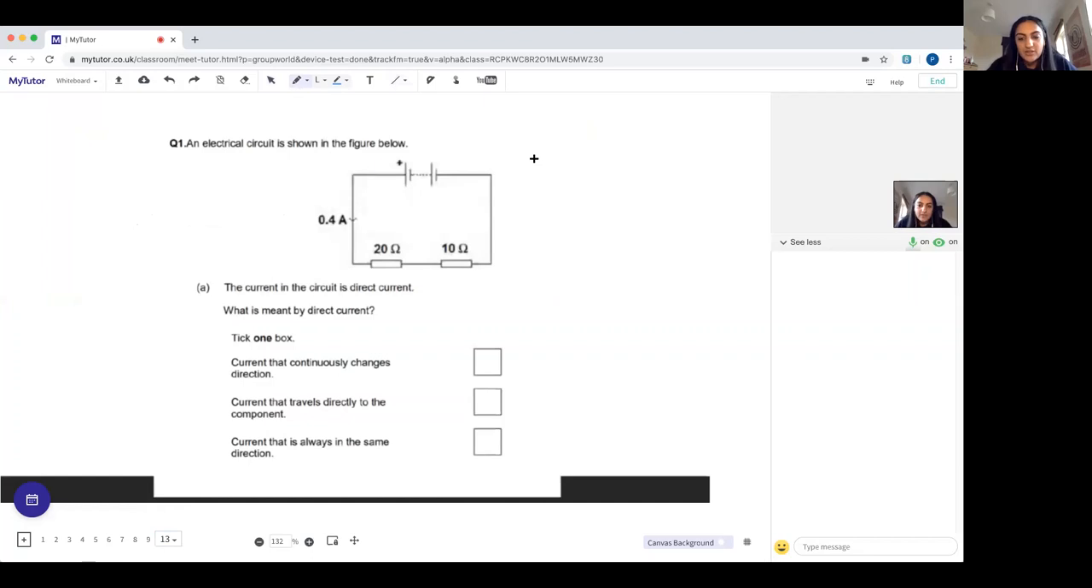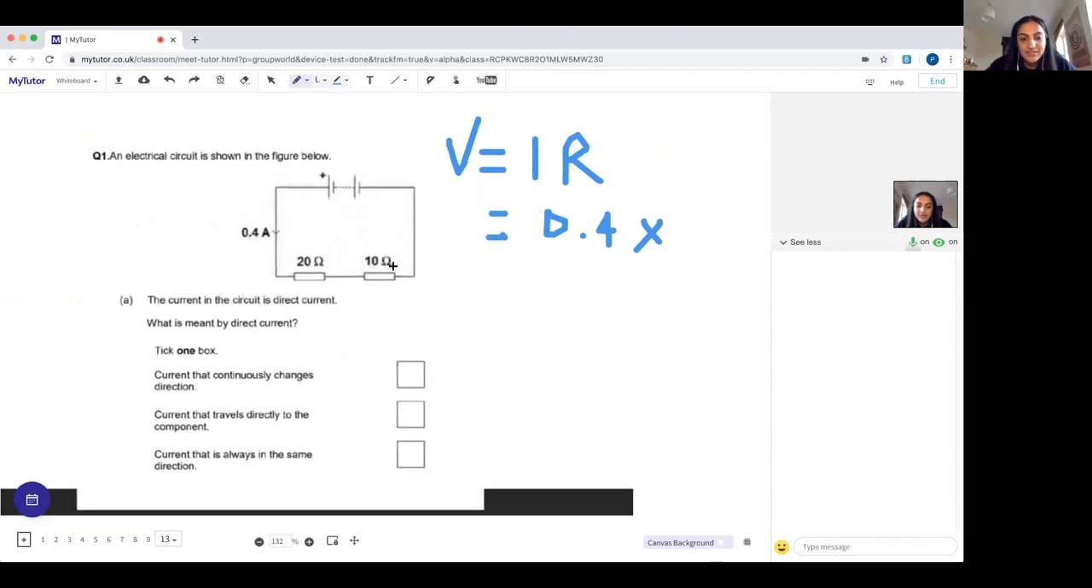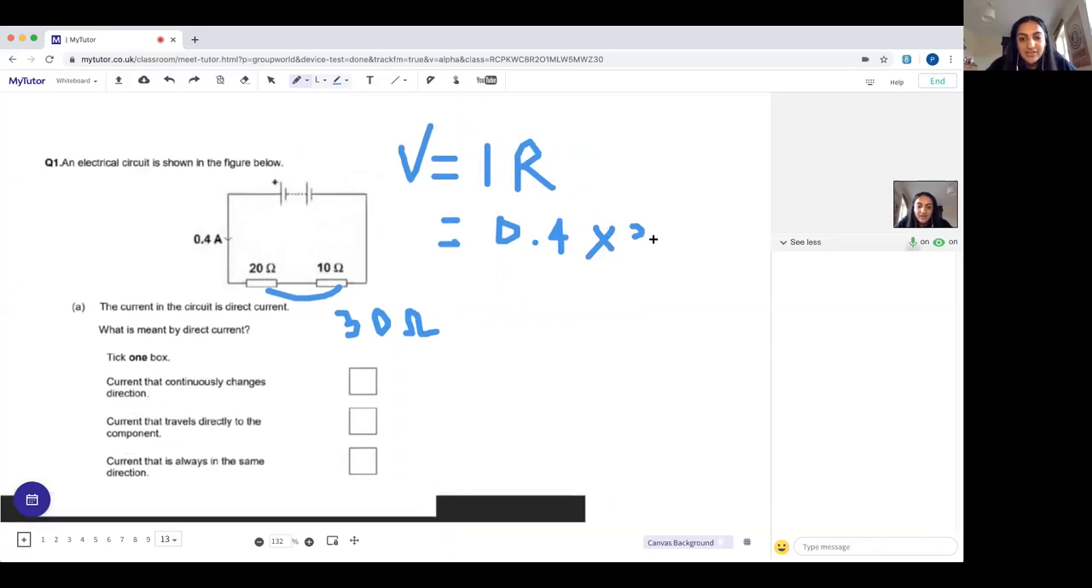So we have our equation, V equals IR. We want voltage, so we need to do current times resistance, where our current is 0.4 and our resistance is what? Now this one's a little bit more complicated because we have two different resistors. If we have two different resistors, we need to add the resistors together. So if we add 20 plus 10, we get 30. So that is now our total resistance, 30 ohms.